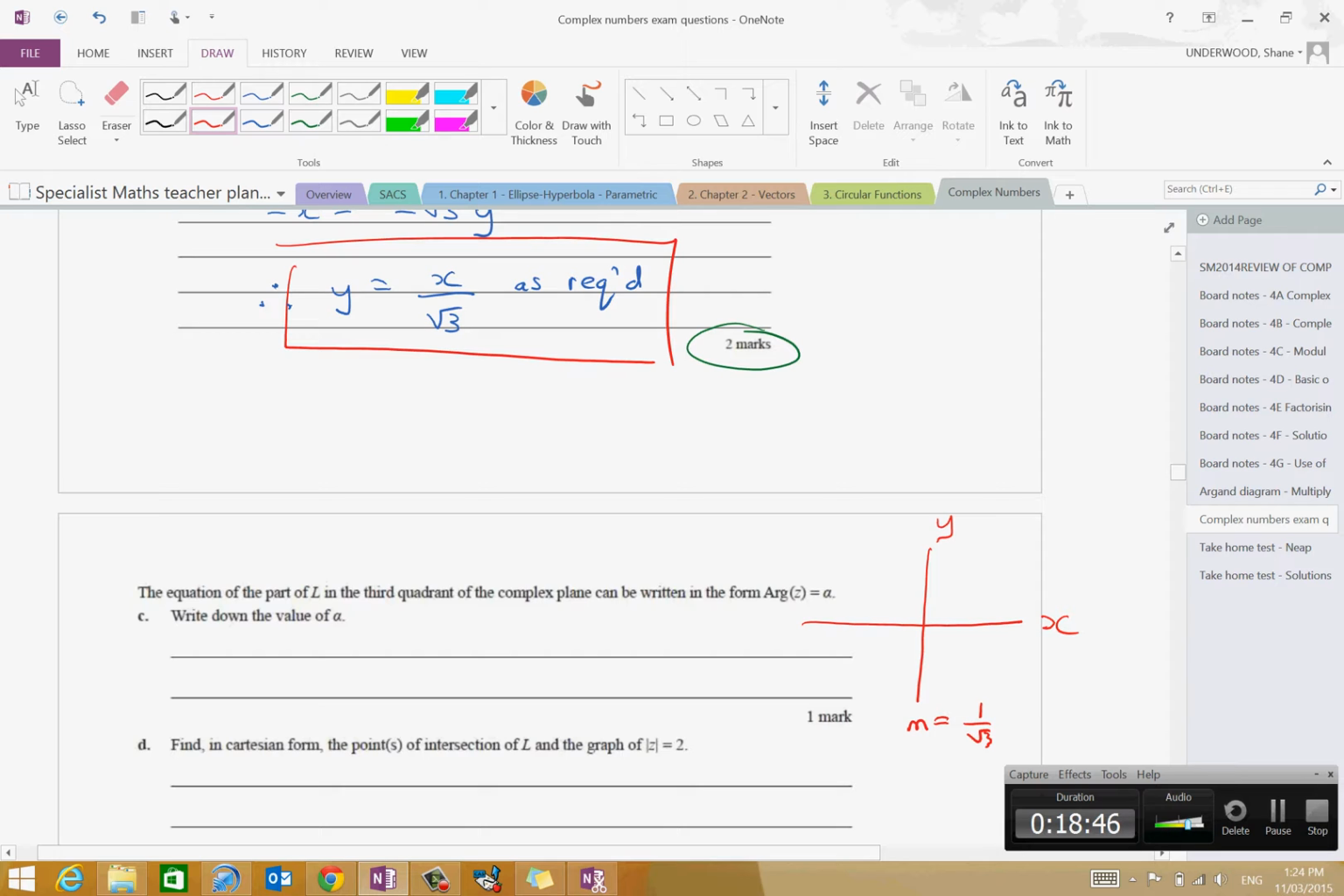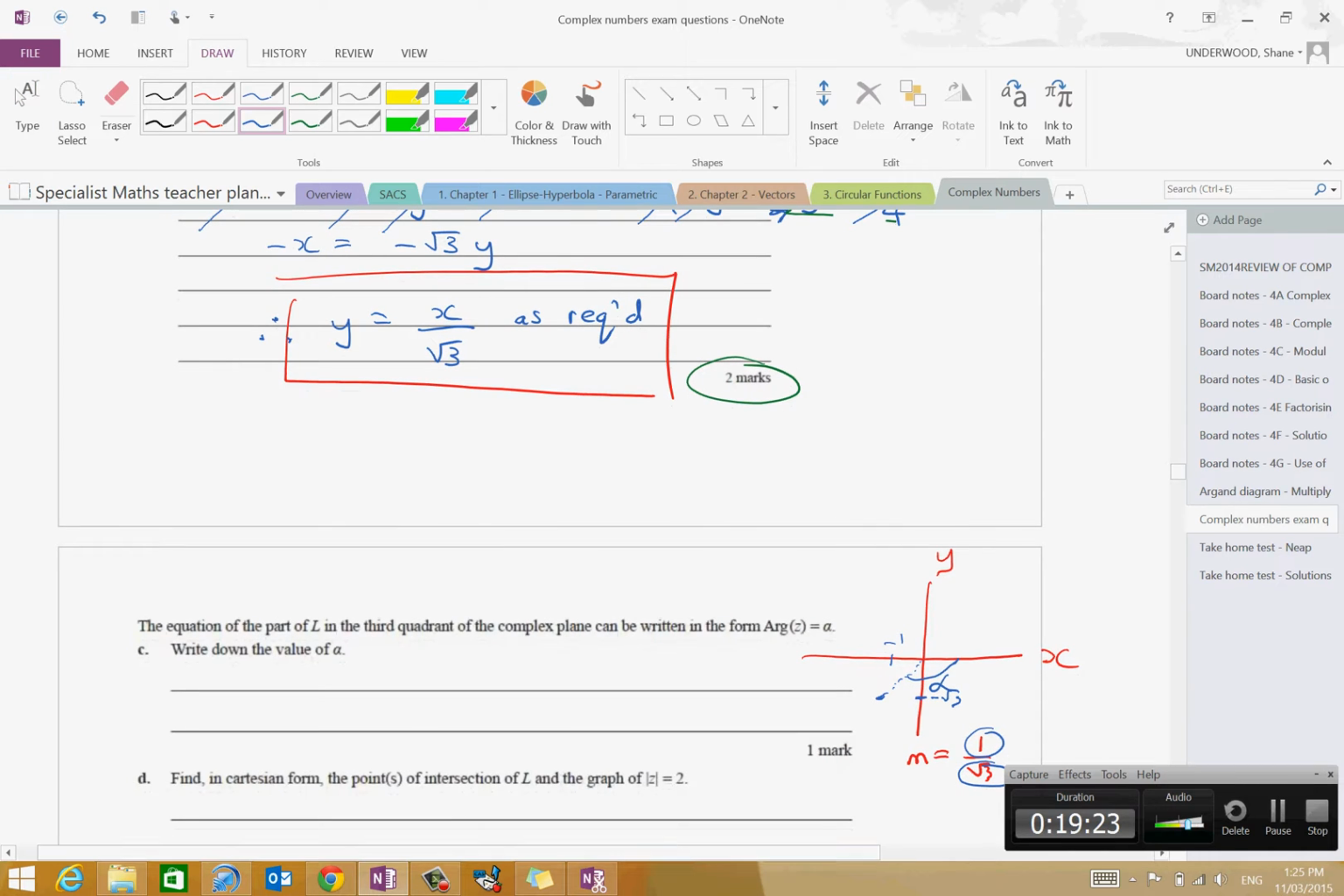So wouldn't this be, would you agree that this would be the run and this would be the rise? Yeah? So given that it's in the third quadrant, then couldn't you say that this point could be negative root 3 and this could be negative 1? Okay, and then that point there, we know it's not a vector, that is what we're after. We're after this value alpha. Yes? It says here, write down the value of alpha. Arg z is equal to alpha. This is alpha.